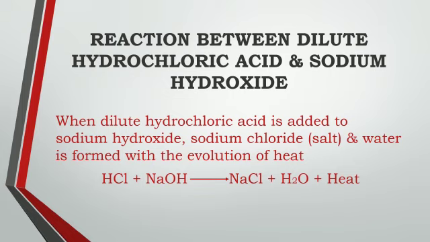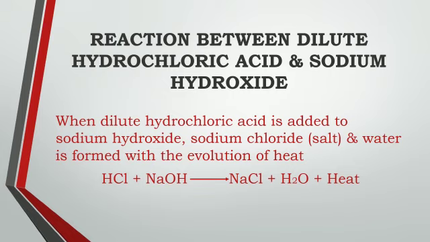When dilute hydrochloric acid is added to the sodium hydroxide, sodium chloride and water are formed with the evolution of heat. Here sodium chloride is the salt, hydrochloric acid is the acid and the sodium hydroxide is the base.